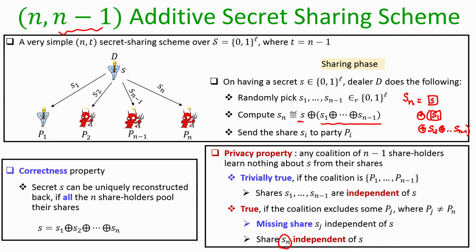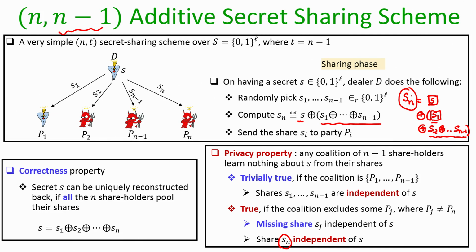So, more or less we are exactly in the same situation as we were in the one time pad scheme. You can imagine that this S of n is nothing but a one time pad encryption of the message S with a key, where the key is nothing but the XOR of the last n minus 1 pieces which are known to the adversary plus some random value S1 which is not known to the attacker.